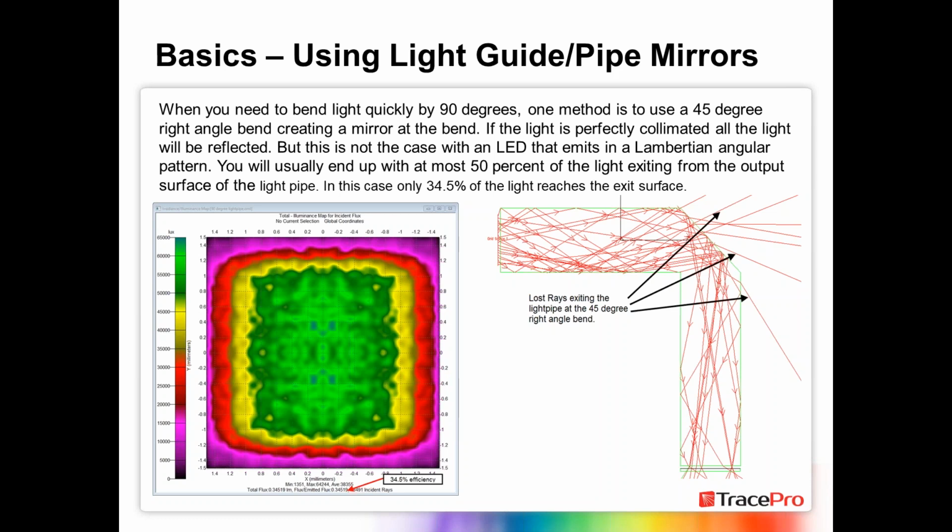What we see happen here is that if the light is collimated, it's going to bounce off that 45-degree surface and completely go down to the outer exit surface. Well, that's not what happens in a real LED. About 90% of all LEDs emit in a Lambertian angular pattern, which means they emit plus or minus 90 degrees in both directions, in angular directions, I should say.